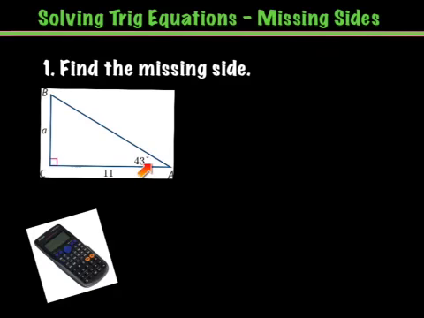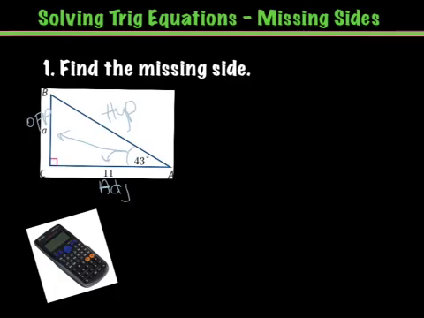So first thing you want to do is label your hypotenuse, the opposite side, and the adjacent side. So the hypotenuse is kind of easy to find. It's across from the 90-degree angle. Okay, then we have our angle here, so opposite would be over here. So that's our opposite side. And then remember, adjacent is right next to the angle. That's our adjacent side.